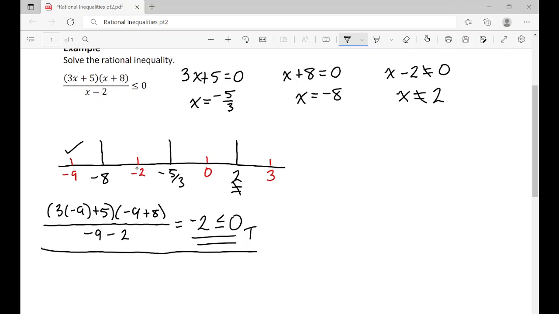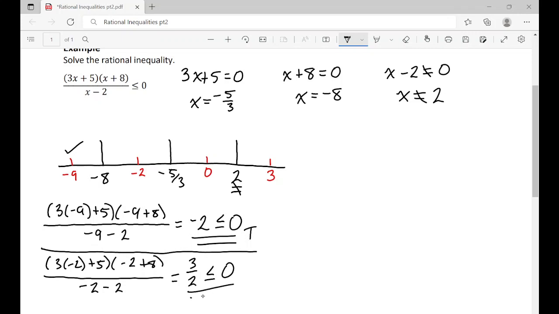Now we do it again with negative 2. 3 times negative 2 plus 5, negative 2 plus 8, over negative 2 minus 2. And we go through all of this, we're going to end up getting 3/2. Is that less than or equal to 0? The answer is no, that's false. So everything in between negative 8 and negative 5/3 will not work.